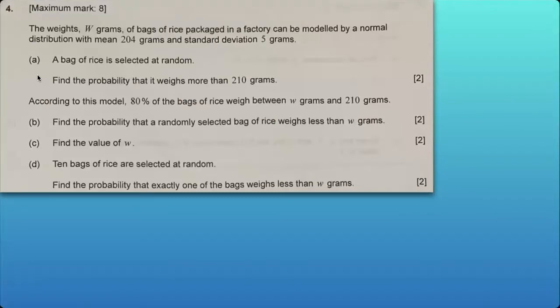Next, question 4. The weights W grams of bags of rice packaged in a factory can be modeled by a normal distribution with mean 204 grams and standard deviation 5 grams. Question A. A bag of rice is selected at random. Find the probability that that bag weighs more than 210 grams.